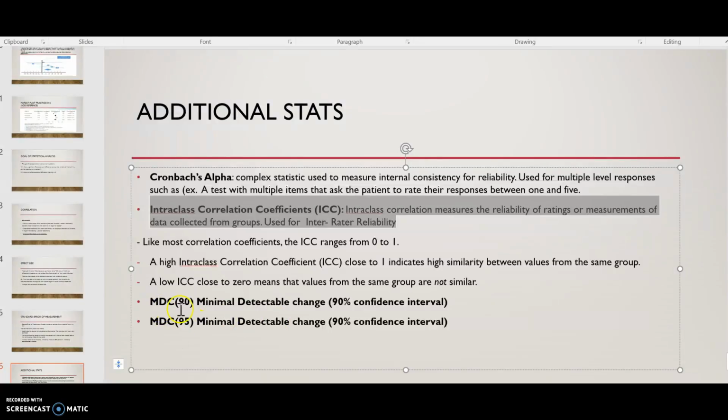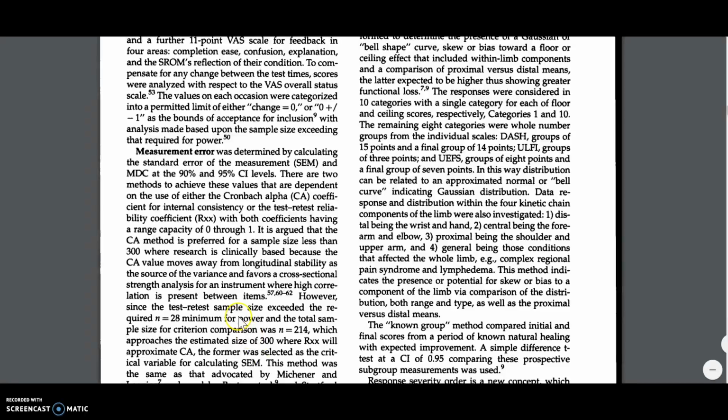Okay? Now, they're providing you with two different confidence intervals, and you will see that often. So when you see the MDC 90, that's just telling you that the minimally detectable change is based on a 90% confidence interval. And if you see the MDC 95%, that's just telling you that that minimal detectable change is based on a 95% confidence interval. So in the article, they're telling you that they calculated the standard error of measurement, and they also calculated what the minimal detectable change should be, at both a 90% confidence interval and a 95% confidence interval.